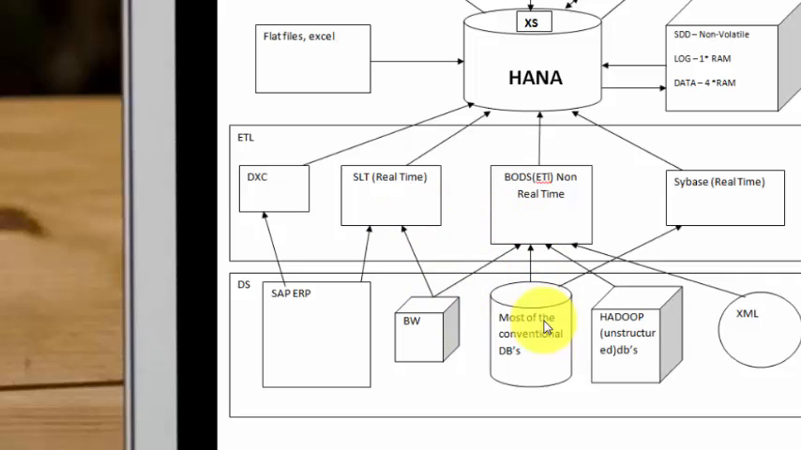For most of the conventional databases, for example, if you have DB2 or Oracle, naturally you can use BODS. BODS is a very versatile tool. It talks to a lot of data sources. You can also use Sybase Replication Server to talk to conventional databases. Now, Sybase and SLT are both replication tools. We will talk about them in detail in the data provisioning topic.